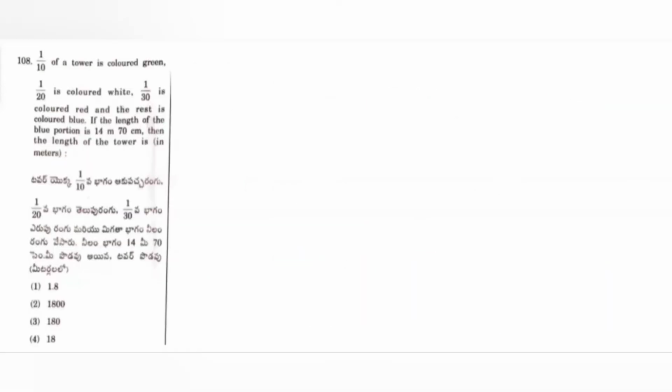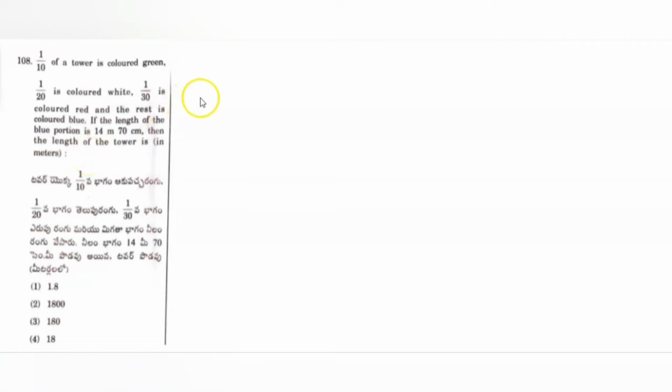Now let us solve question number 108. The question is: 1 by 10 part of a tower is colored green and 1 by 20 part is colored white, 1 by 30th is colored red and the rest is colored blue. If the length of the blue portion is 14 meters 70 centimeters, then the length of the tower is dash. In meters we want the answer.